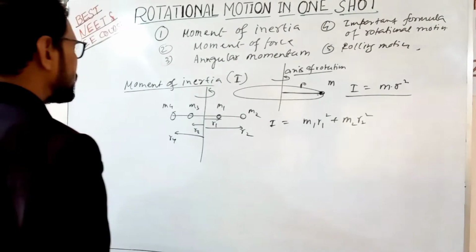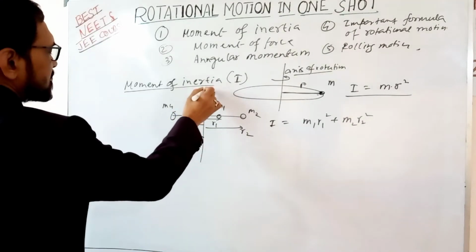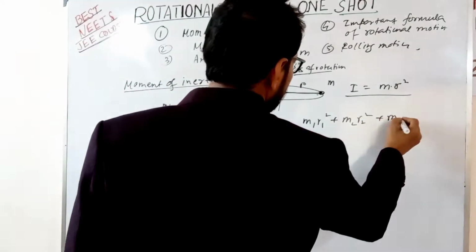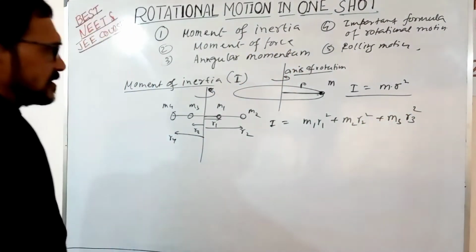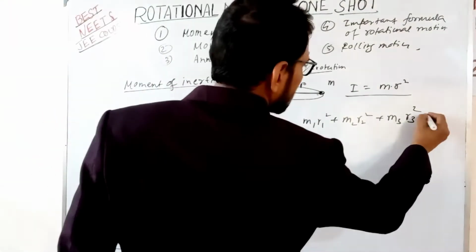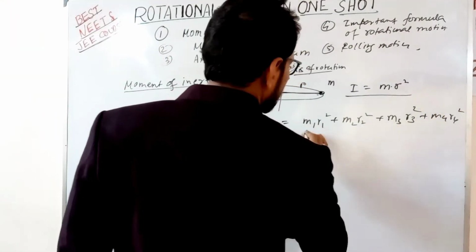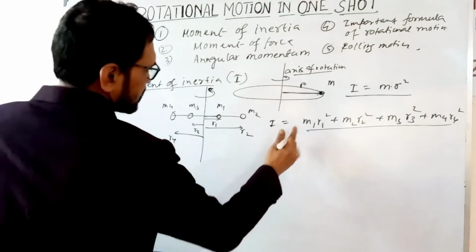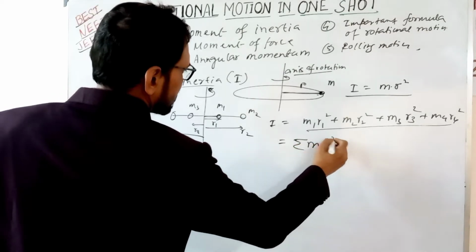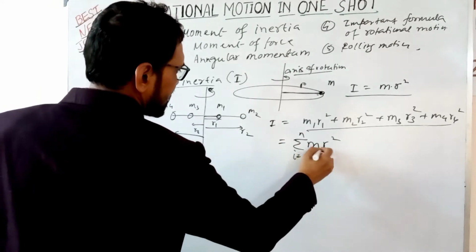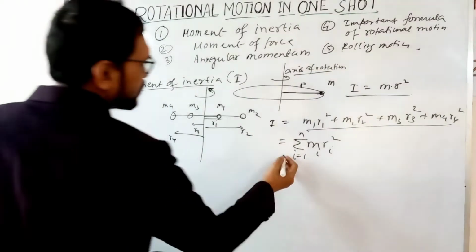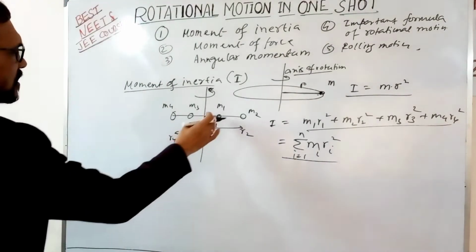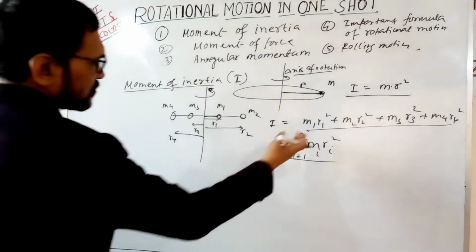Now what is the moment of inertia of the system about this axis? It will be m1 r1 square plus m2 r2 square plus m3 r3 square plus m4 r4 square. So this is the moment of inertia of the whole system, that is simply the summation of m into r square, I equal to 1 to n. This is the formula for a system; for a single point mass it is m r square. If there are different point masses, then we have to write it this way.